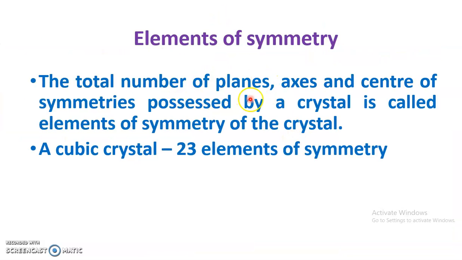The total number of planes, axes, and centers of symmetry possessed by a crystal is called the elements of symmetry of the crystal. A cubic crystal has 23 elements of symmetry.